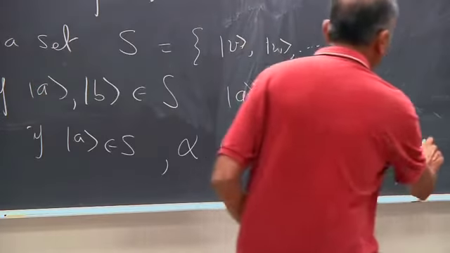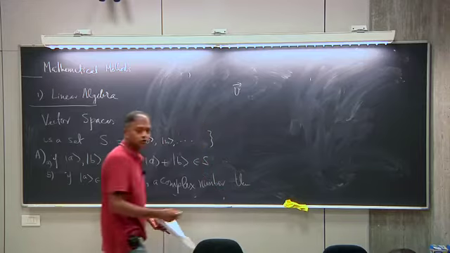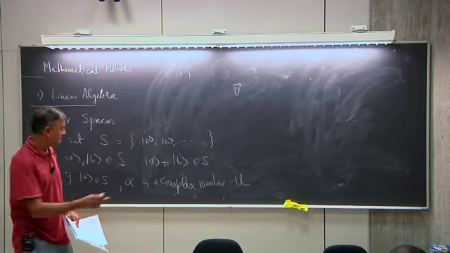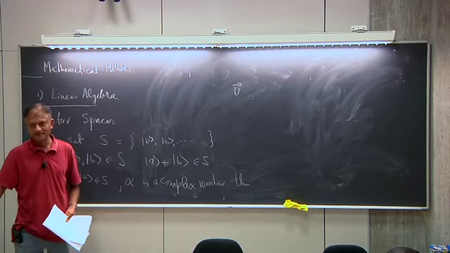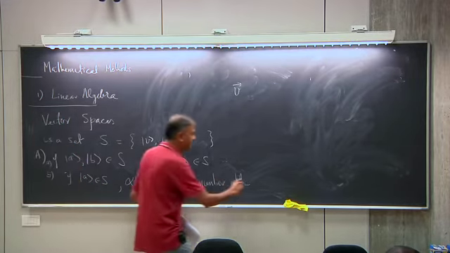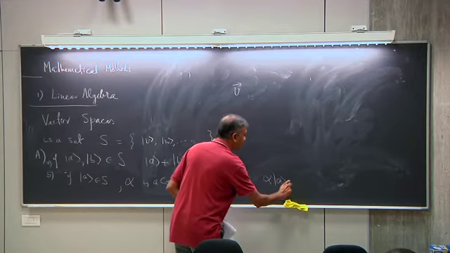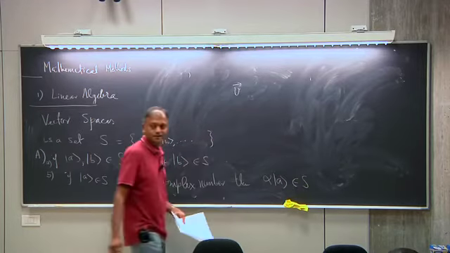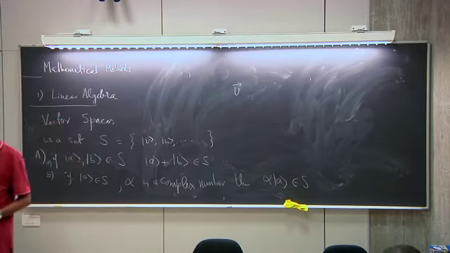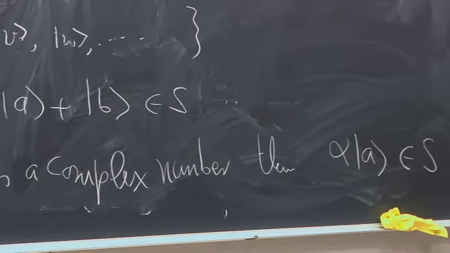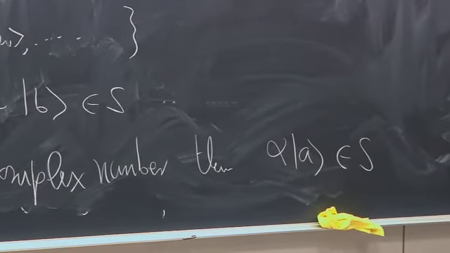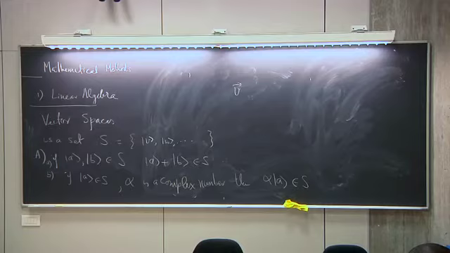Then there is a notion of multiplication. You can multiply this number with this vector, and that will give you again another vector. So then alpha A also belongs to S. So we have these two definitions, right? The set, the rule of addition, and the rule of multiplication by complex numbers. So this you have to specify.